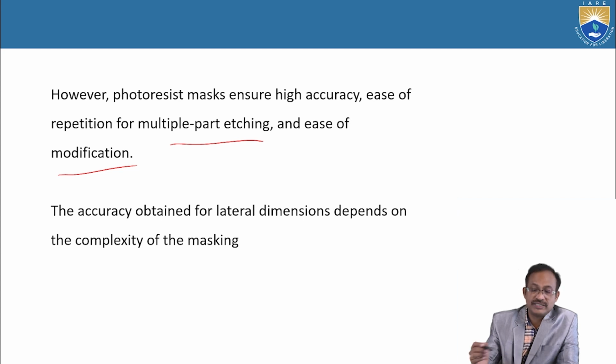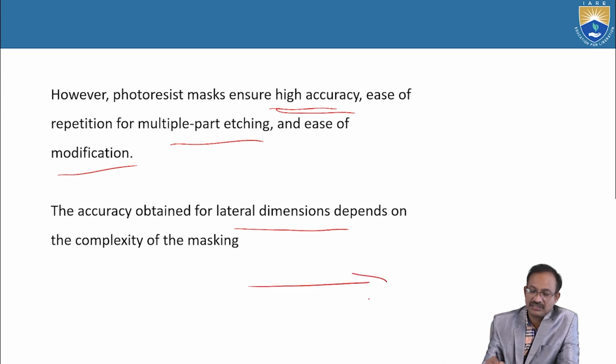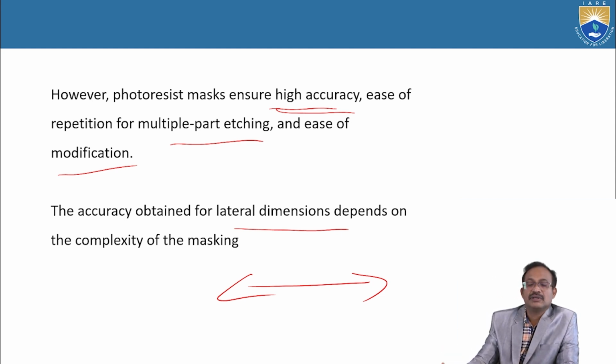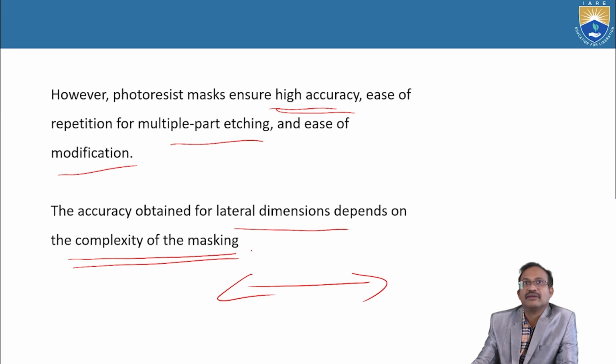Photoresist mask ensures high accuracy, ease of repetition for multiple part etching and ease of modification. So these are the important features of the photoresist masks. The accuracy obtained for lateral dimensions depends on the complexity of the masking. Here lateral dimensions means across the width.